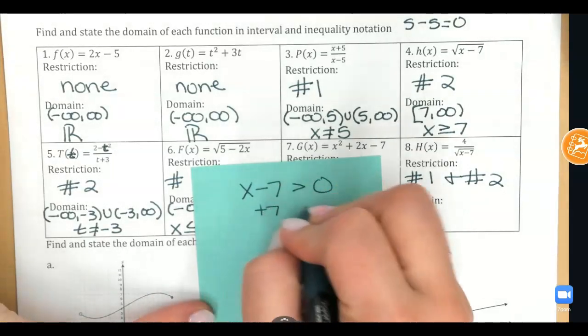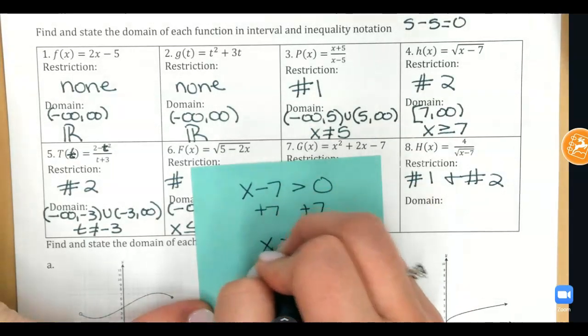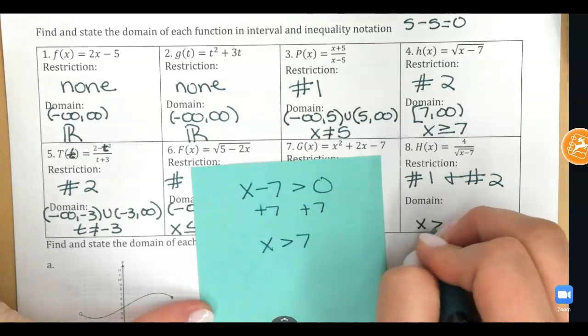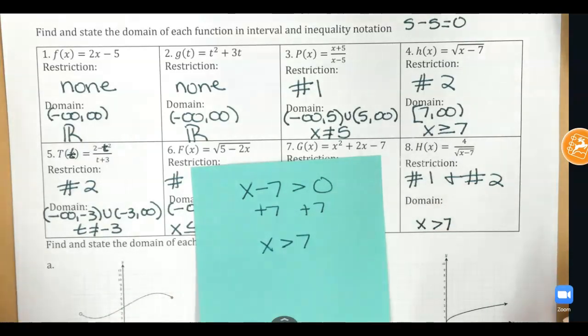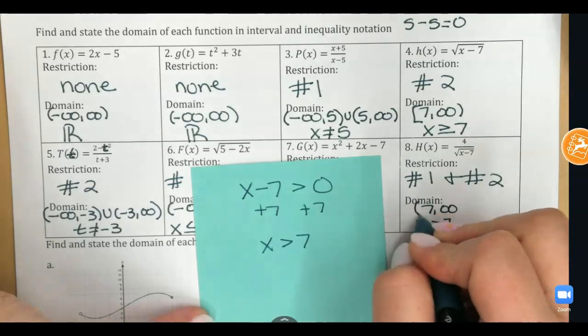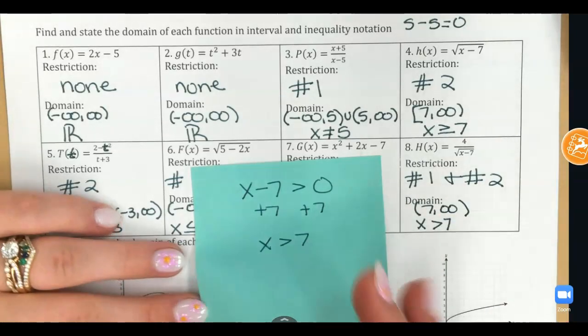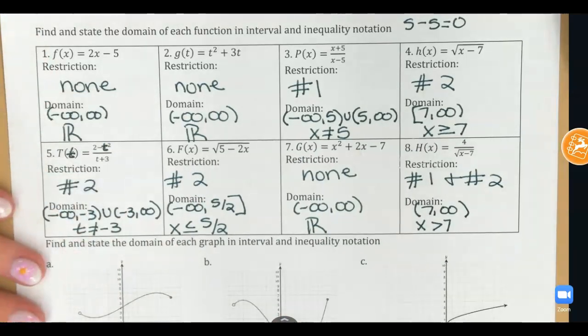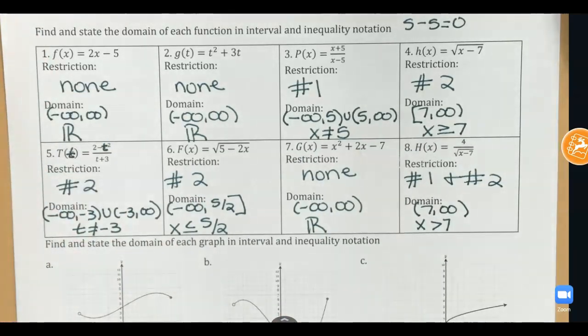And this one's just a one-stepper to figure out. So x has to be greater than 7. That's going to be my inequality notation. For interval notation, that's going to be all values from 7 to infinity, with both getting parentheses. Another thing I think I forgot to mention about interval notation is that we always write it in order from least to greatest value.